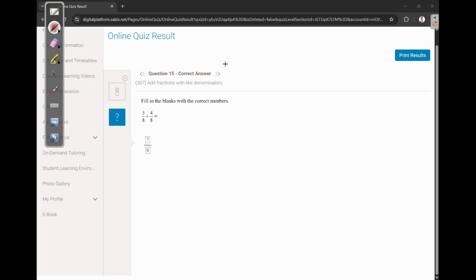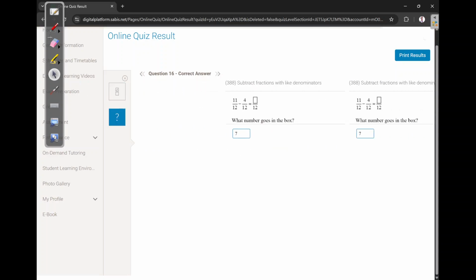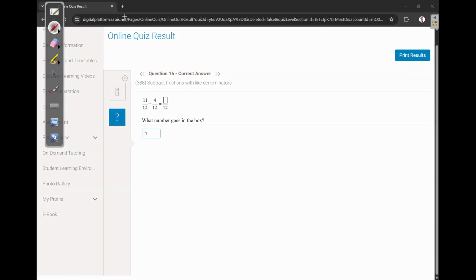Fill in the blanks with the correct numbers. 3 plus 4 equals 7 over 8. Question 16. 11 minus 4 equals 7 over 8.